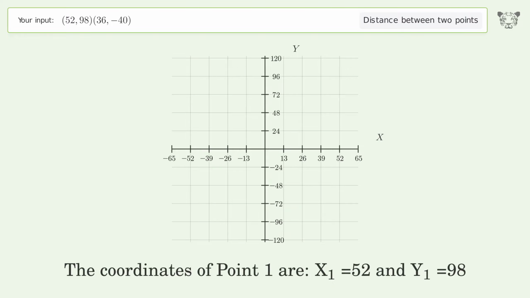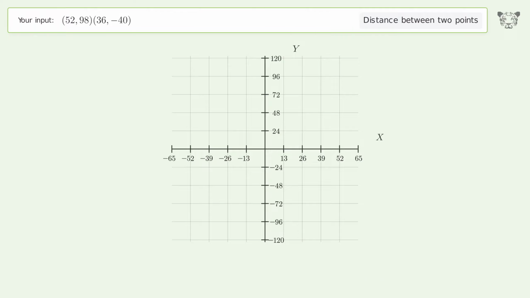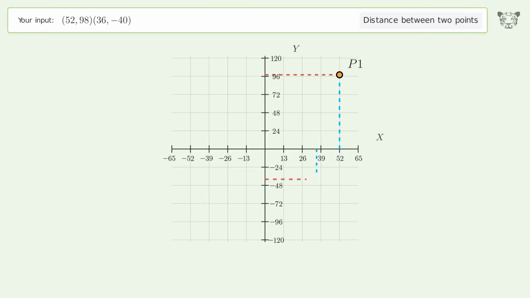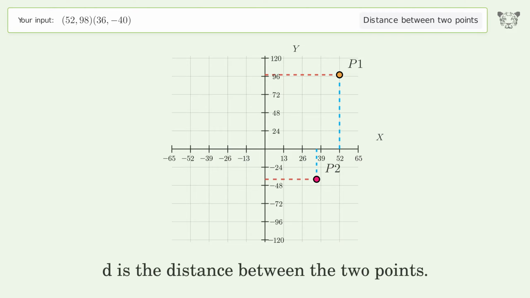The coordinates of point 1 are x1 equals 52 and y1 equals 98. The coordinates of point 2 are x2 equals 36 and y2 equals negative 40. D is the distance between the 2 points.